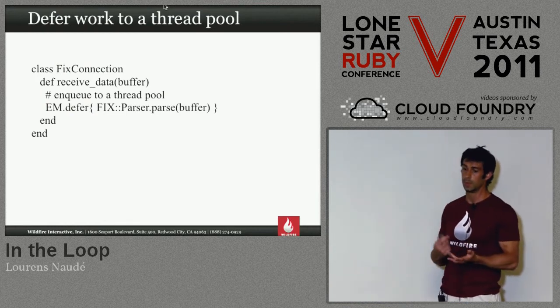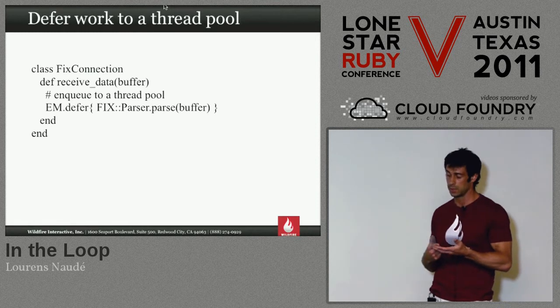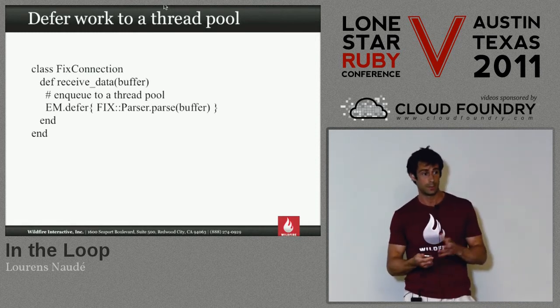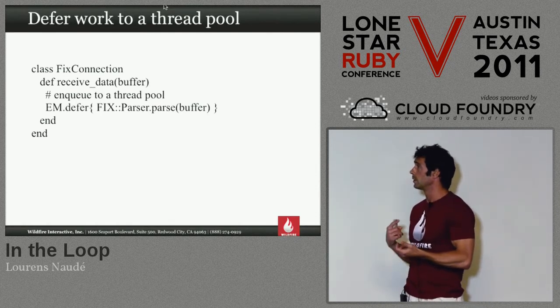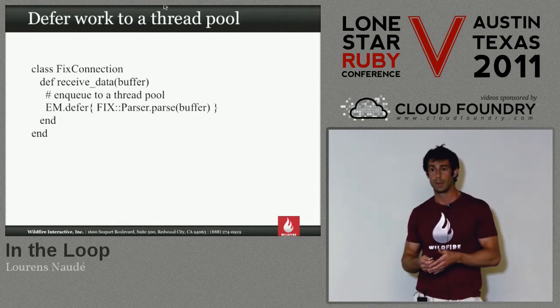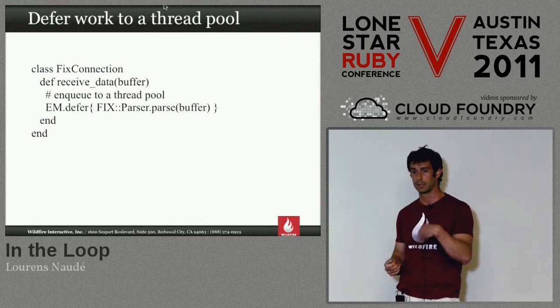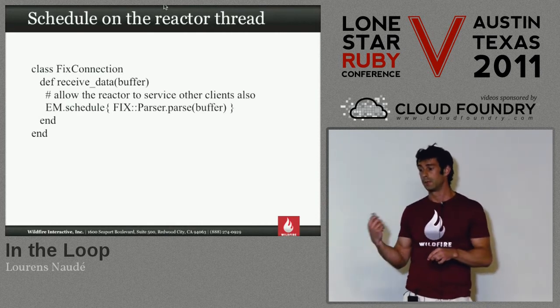And we have 2 options in dealing with deferring work, to ensure we continue servicing clients. The first one is to use a background thread pool, which is provided by default in EventMachine, where we can take work that is CPU bound and defer it. For example, if this message was pretty expensive to parse, we can defer that parse to the background thread, and we won't affect other clients we need to service. Or we could schedule this on the Reactor thread as well.